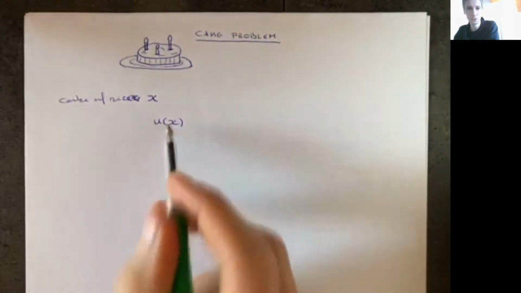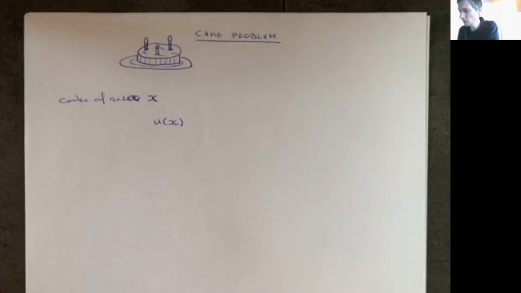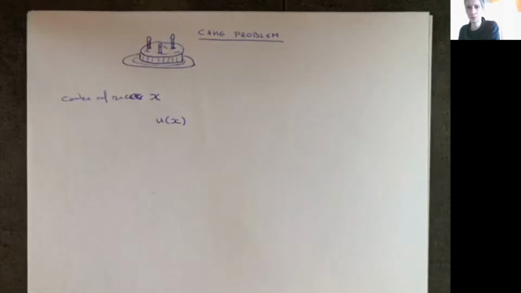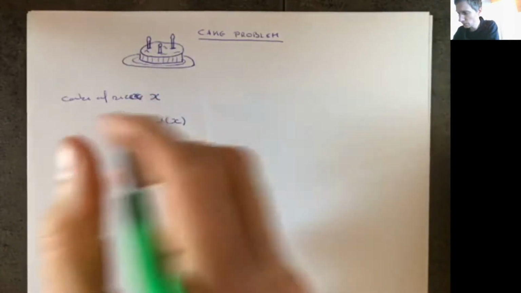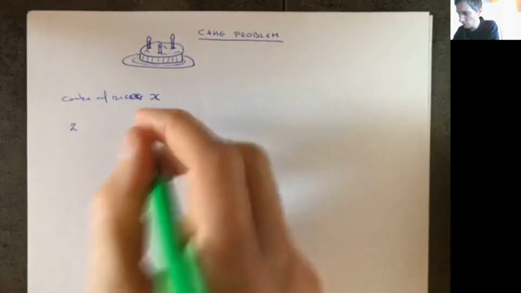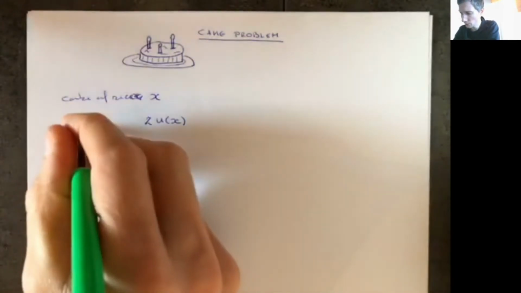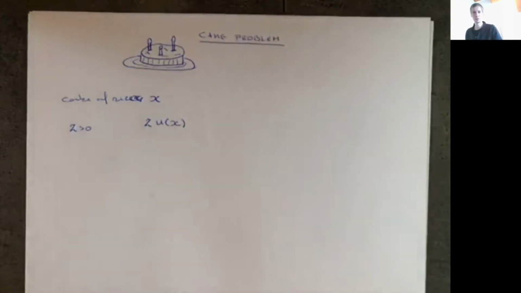So let's say this is u of x. But there's some twist in the sense that it's possible that you don't really feel like eating a cake today, or maybe you're very much into eating the cake today. And we will model this by using a preference shock. So we have a variable z. So the utility of eating the cake is z times u of x. And you assume that z is strictly positive.